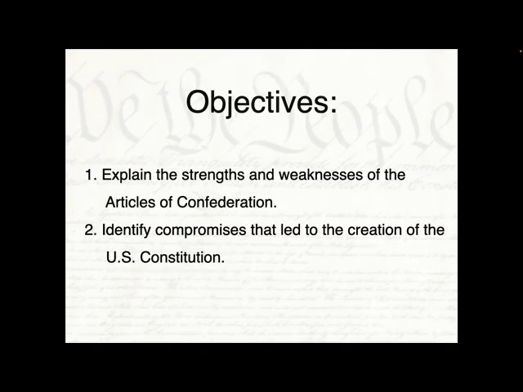Here are your objectives for today. Take a moment, please, and write those down. We are starting a new unit, of course, since you took the exam on Friday of last week.